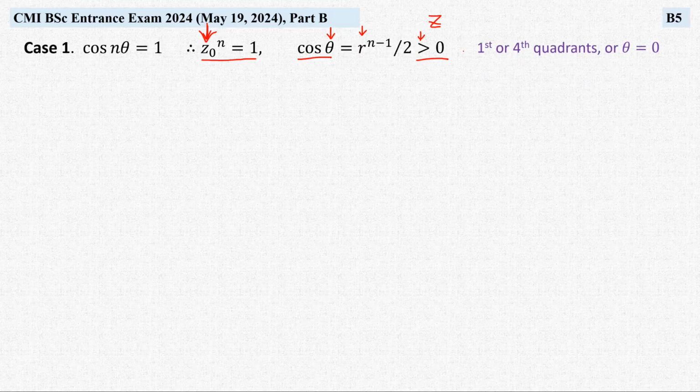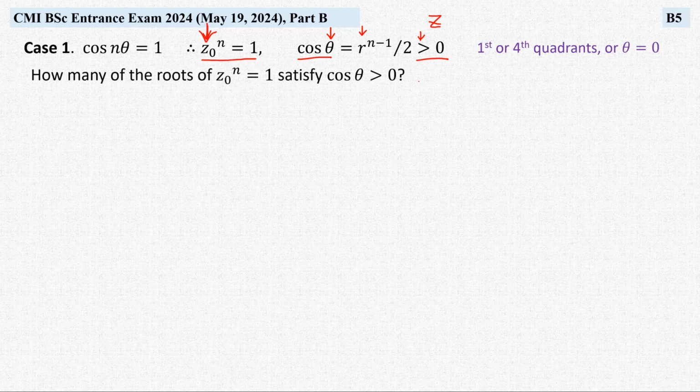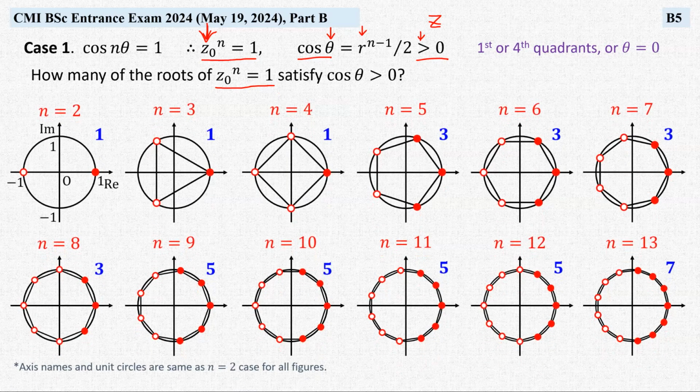Cosine theta being positive means that only roots on first or fourth quadrants or with zero argument are valid. So the question is this: how many roots of the equation z0 to the nth power equals 1 are on such locations? Well, some of you might not like this method, but sometimes it does help if we just go brute force mode and sketch the roots for several values of n. It will help us find some patterns.